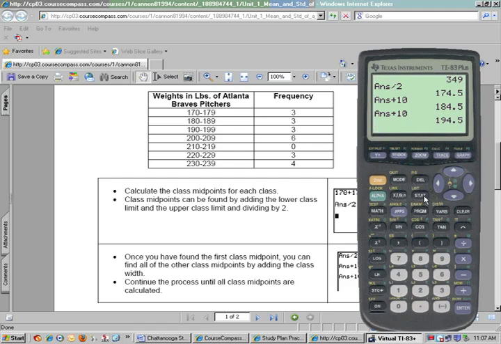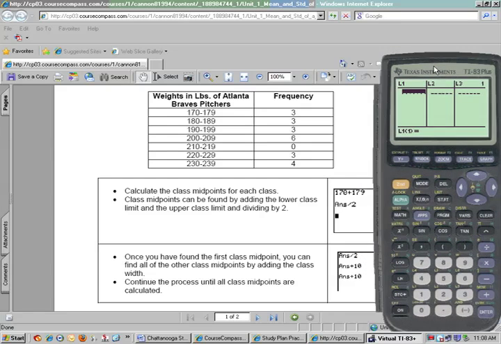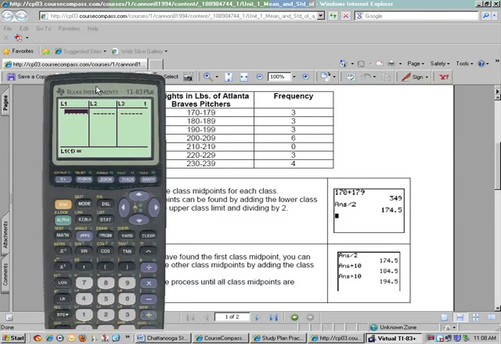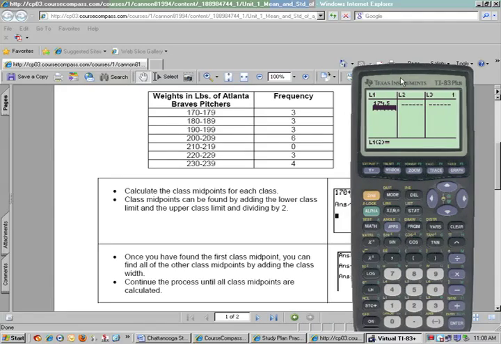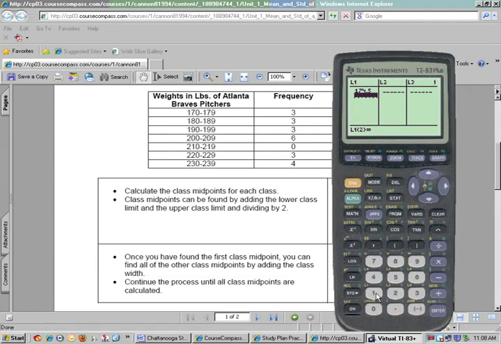Now we're going to go to Stat, push enter. I need to clear out this list, so I'm going to move to L1, push clear, and push enter. Okay, we want to place our class midpoints in list 1. Now remember, our first class midpoint was 174.5. And we want to do this for each one of them. And I messed up. Let's try again. 174.5. And we need to type all these in for each of these classes. So let me finish this right quick. And so you do this on your calculator.